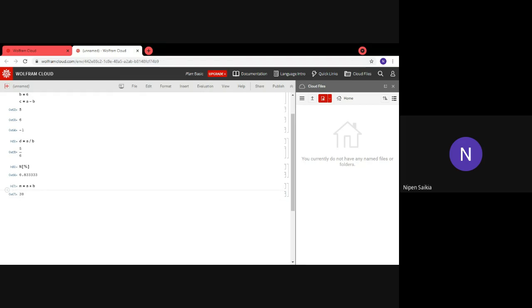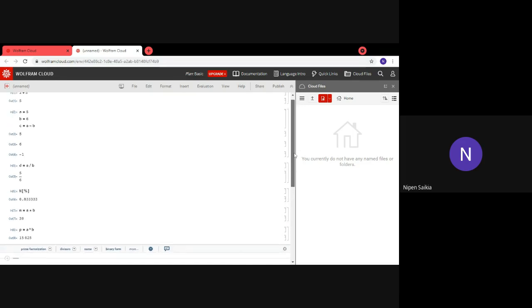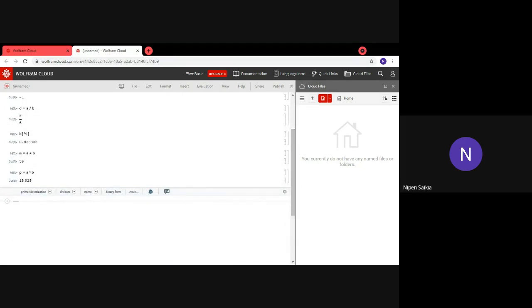Then suppose I want to find some power of a. So I want to find a to the power b. I will write a, then this cap. Is the cap visible? Yes, sir. Okay, a power b, that means 5 to the power 6. So I will press shift enter. It will come as 15625. So these are basic arithmetic operations.